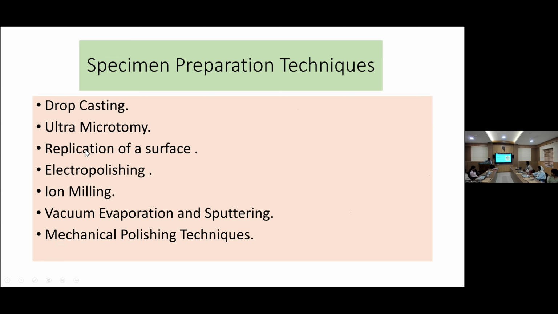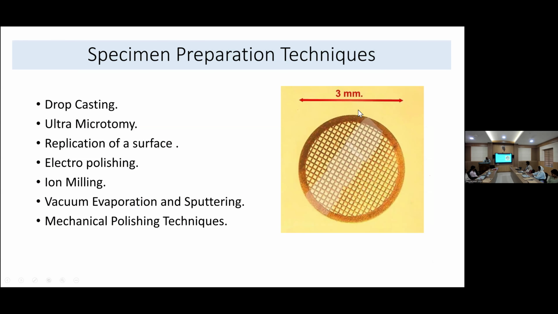This is the TEM grid that we are using to prepare TEM samples. Okay, this is a standard grid. It's a 3 mm grid with 200 meshes. And there is a supporting film on the top that will support the powder samples, something like small nanomaterials.